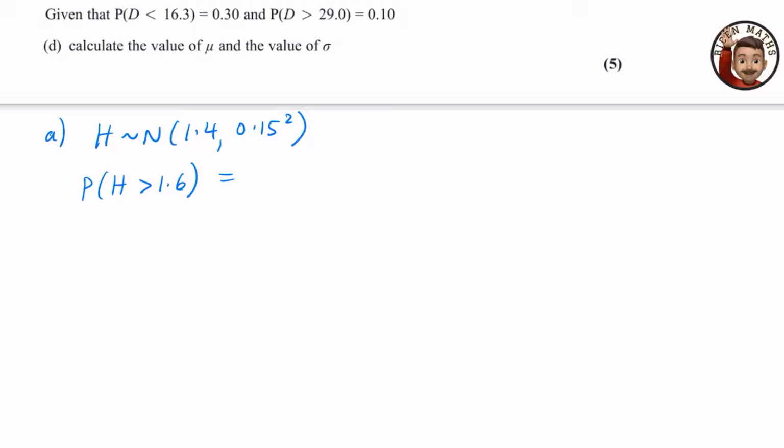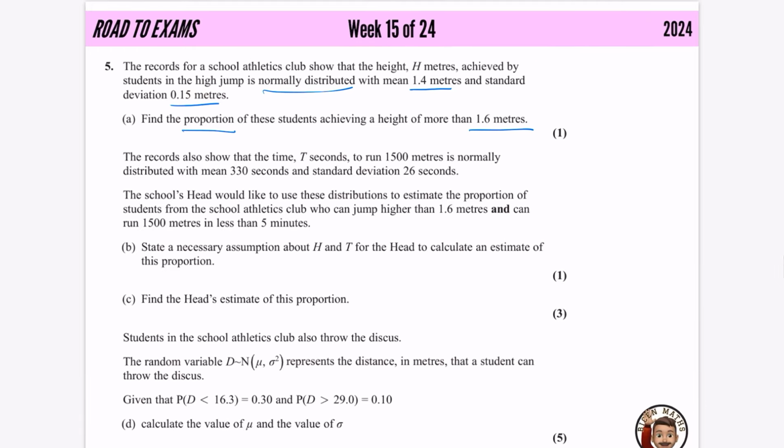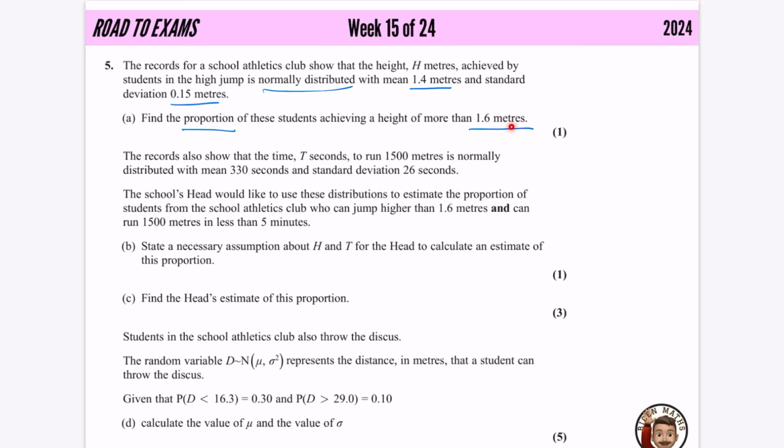And my results for this say that the proportion is going to be 0.0912 to three significant figures. So roughly 9% of students can jump higher than 1.6 meters.